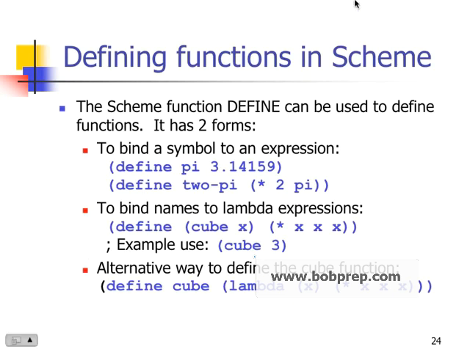So here we have a function define, can be used to define functions, and has two forms. So here, to bind the symbol to an expression, we can say define pi is equal to 3.14, and so on. Looks like a function call, but this is a variable now. So yeah, we don't have variables, like we don't go integer I is equal to 5, I plus plus. This is really a function call, but we're using define. So anytime you use define, this pi is actually used as a function. It just returns this number.